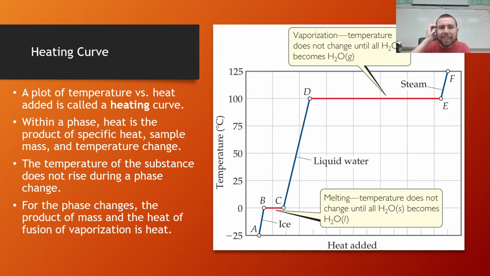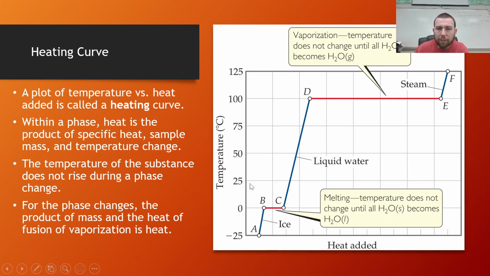Now, that's going to lead us into heating curves, heating or cooling curves, whichever one you want to use. A heating curve is obviously if you're heating the object. A cooling curve would be if you're removing energy from the object. So this plot of temperature versus heat added is what's known as a heating curve. Notice heat added is on your x-axis, temperature is your y-axis variable.